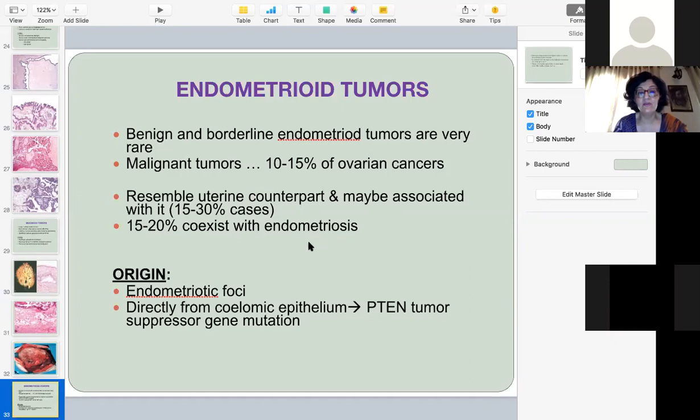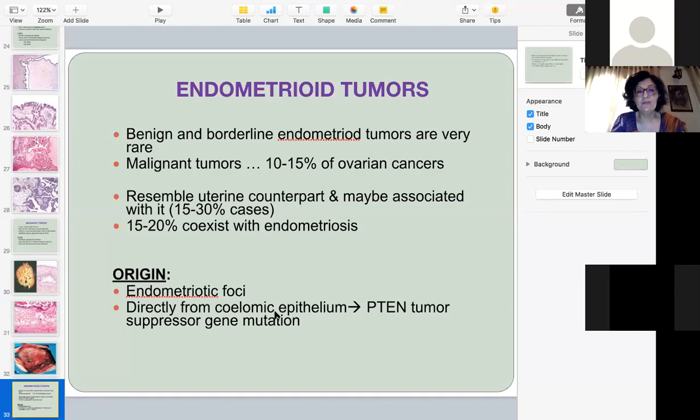So this shows that endometriosis may be a risk factor for development of endometrioid tumors of the ovary. So the origin can be from the endometriotic foci. The endometriotic focus is like a benign cyst, and that leads to a borderline tumor and then a malignant tumor. Or it can directly arise from the coelomic epithelium by PTEN tumor suppressor gene mutation.